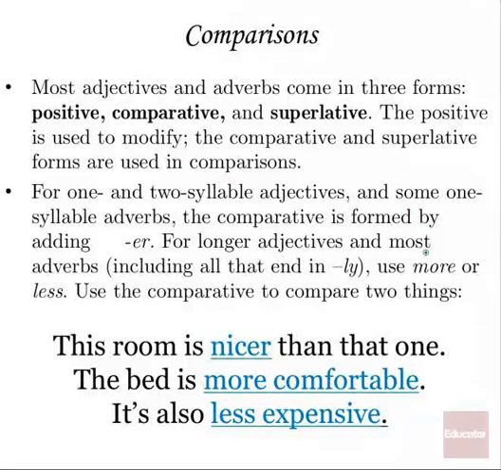All right, let's look at comparisons. Most adjectives and adverbs come in three forms: the positive, the comparative, and the superlative. Positive is used to modify. It's the one that we normally think of when someone says adjectives or adverbs. The comparative and superlative forms are used in comparisons to say that something is more or less this or that.